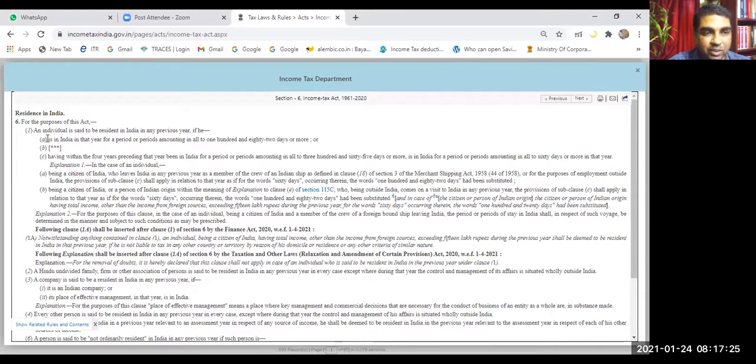Section 6 subsection 1 talks about a resident. An individual is said to be resident in India in the previous year if he satisfies certain conditions, which are prescribed here. Are you seeing all this?